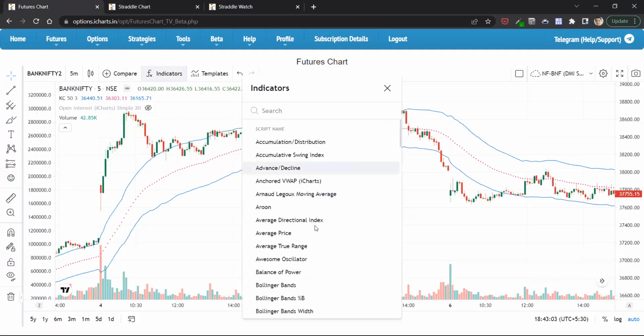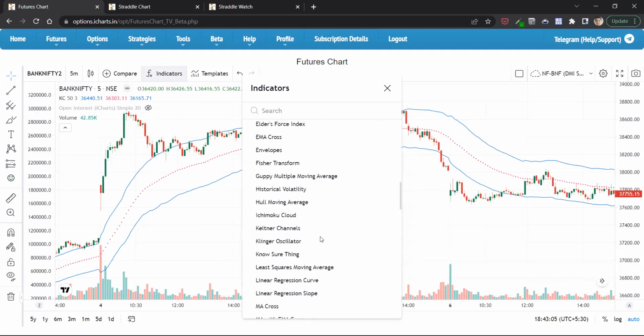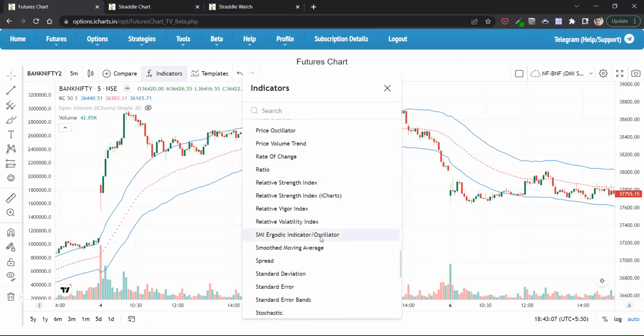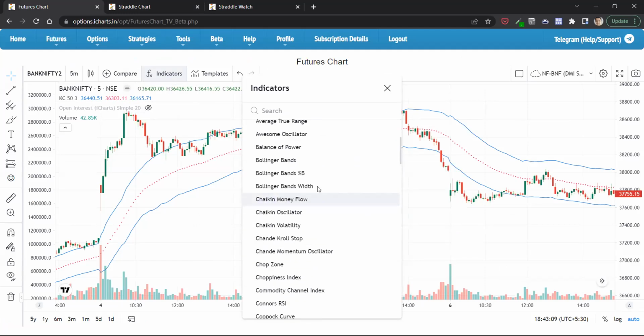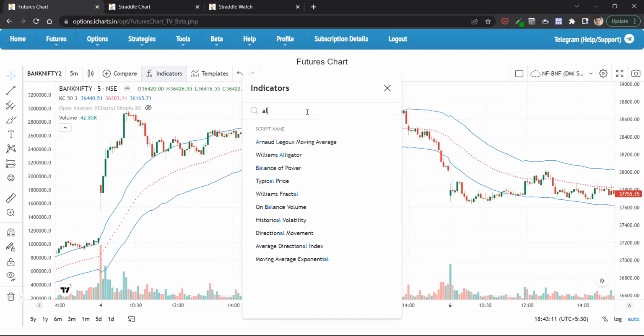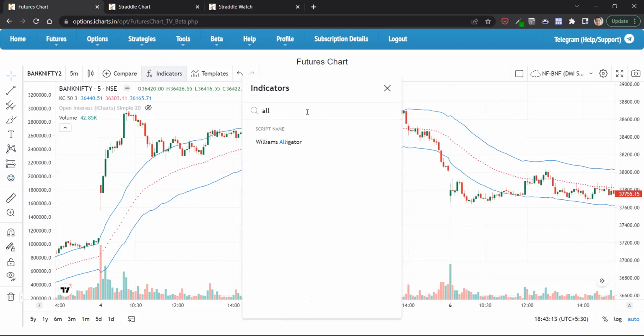I would like to use the Awesome indicator and Alligator. I've seen in futures that these two indicators are there, but what about the options? Will it be available in the options also? Oh, this will be the same software for options, exactly the same.